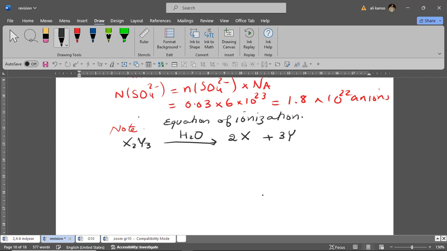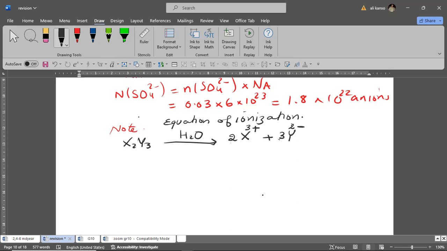2X, 3Y. We write 2X, 3Y. The first species is positive 3. We take 3 from the number that is beside the other. And this one is also minus 2. So 2 times 3 is 6 plus, 3 times 2 is 6 minus. There must be a balance between charges. The positives equal the negatives.